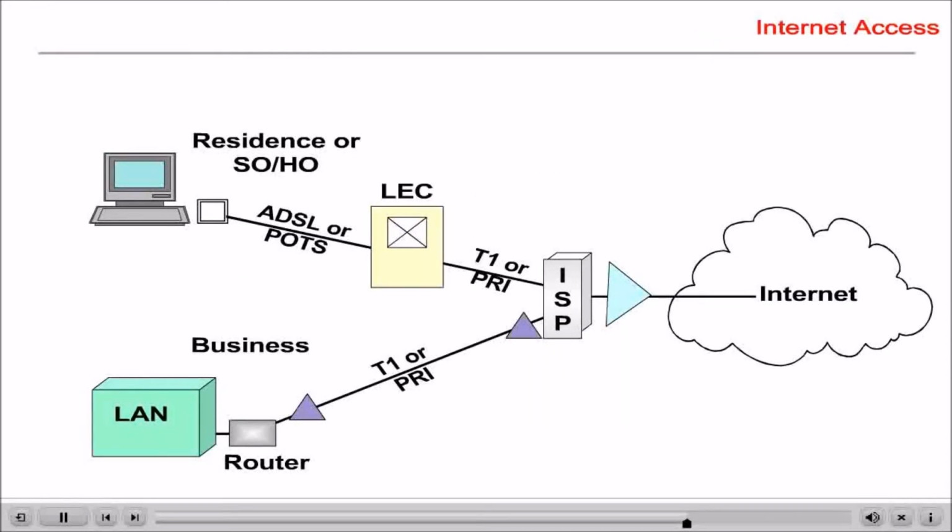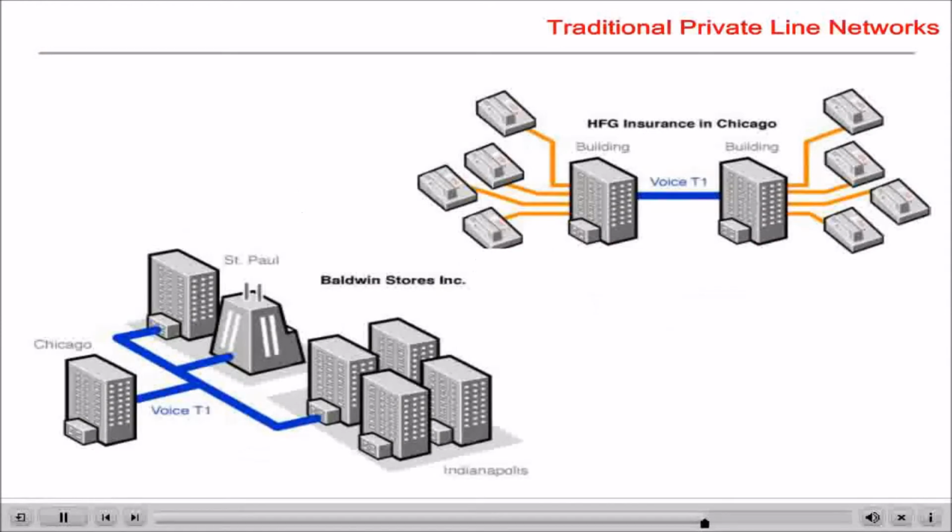ISP access is as varied as LEC access, using a variety of facilities to connect the individual customer or business to the ISP network and to the Internet. Access can be over a regular or enhanced telephone line like DSL, T1, PRI, or even broadband television cable. Traditional private line networks were designed and deployed over PSTN facilities.